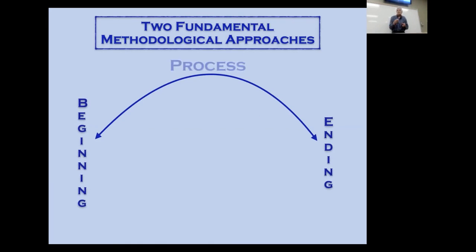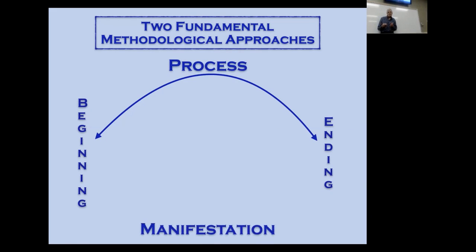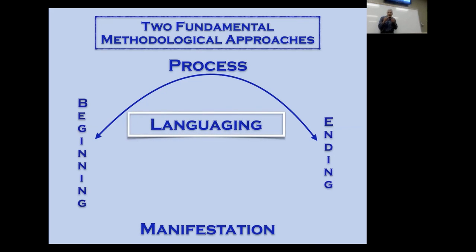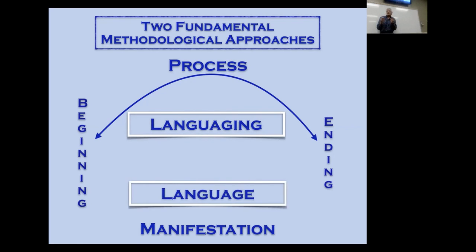And then, so if we're going to look at these two different approaches, we can look at process, and that process is languaging. And we can look at the product, which is language. And those two things should not be conflated. They are interrelated, but distinct. And so this is a point that Vygotsky underscores.